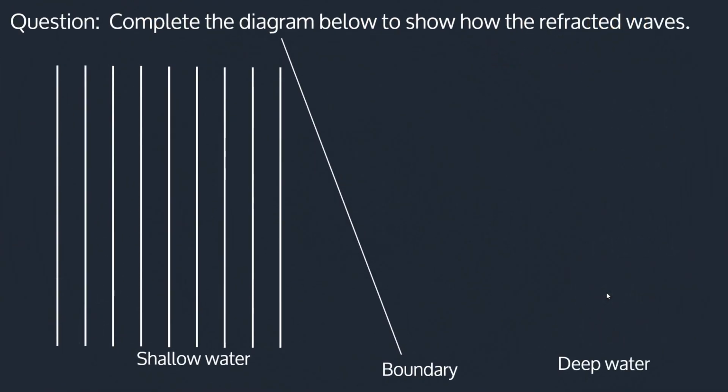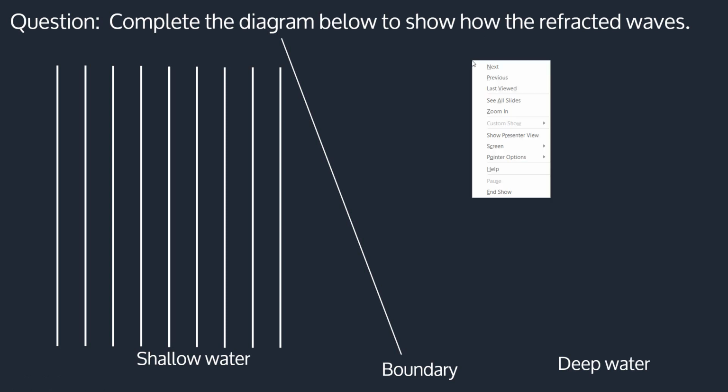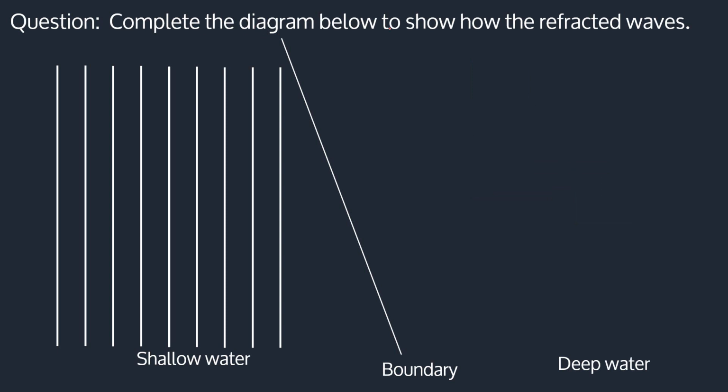A question. Complete the diagram below to show how the waves are refracted. It's supposed to show the refracted waves. So we have shallow water, we have a boundary, we have deep water. You complete this one.